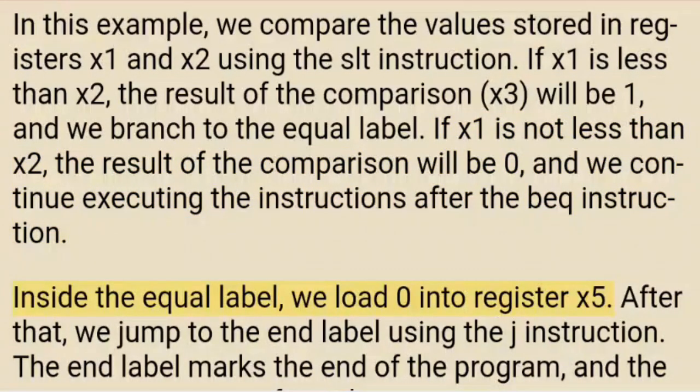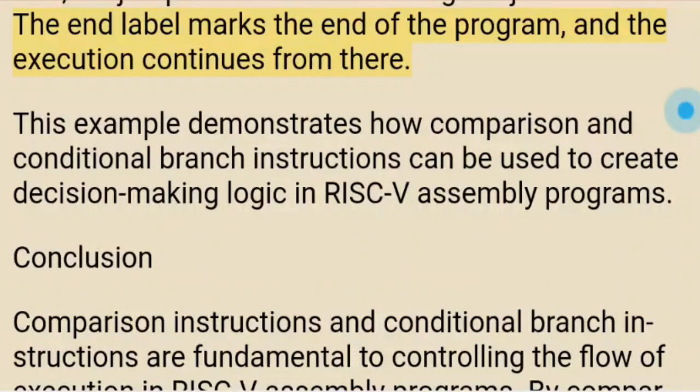Inside the equal label, we load 0 into register x5. After that, we jump to the end label using the J instruction. The end label marks the end of the program, and the execution continues from there. This example demonstrates how comparison and conditional branch instructions can be used to create decision-making logic in RISC-V assembly programs.